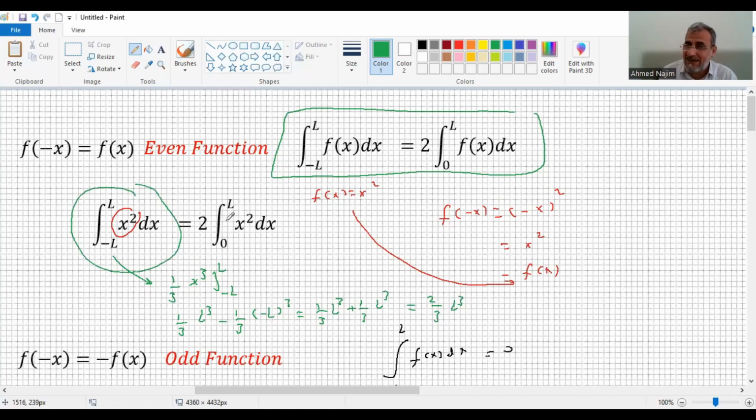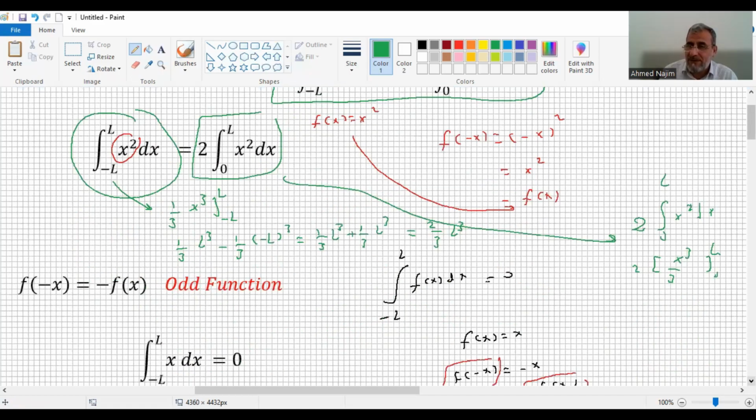What about the right side? Because x squared is even, the integral from negative L to L will be 2 times the integral from 0 to L of x squared dx, which equals 2 times x cubed over 3 from 0 to L.